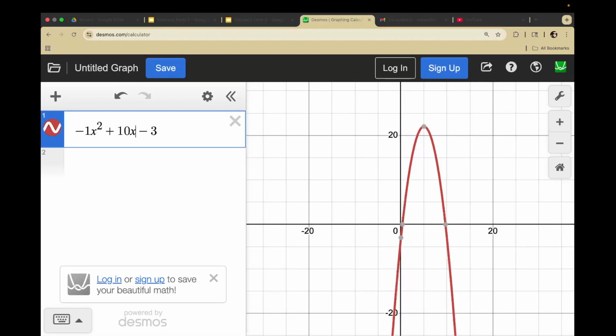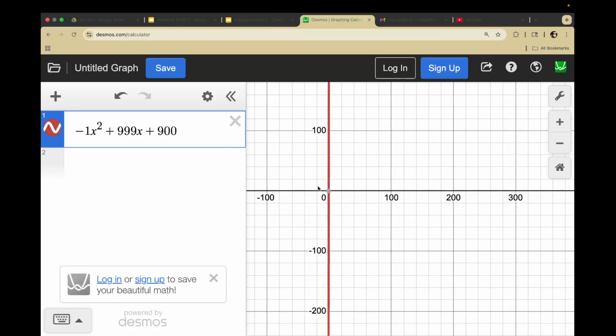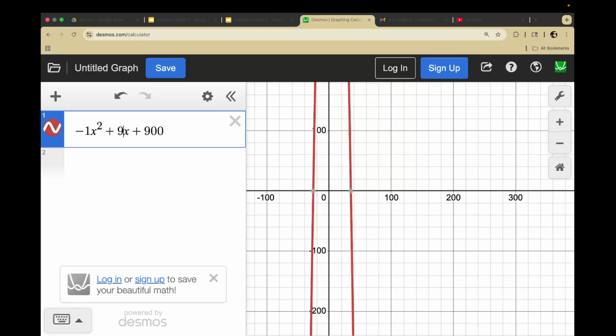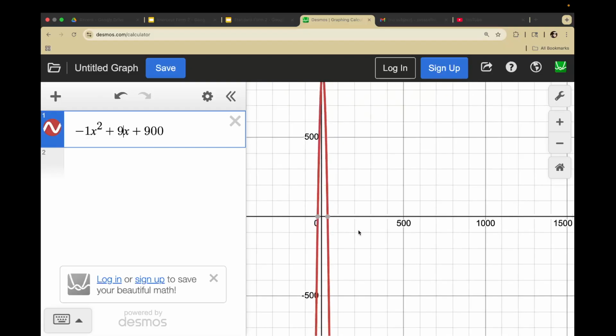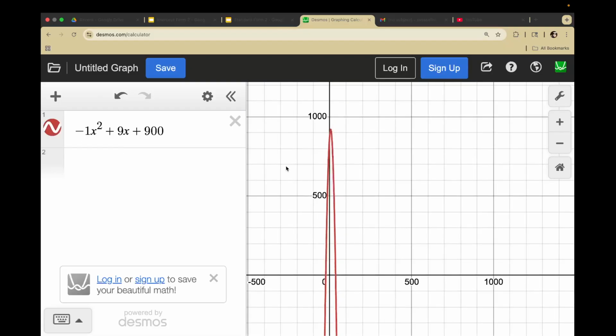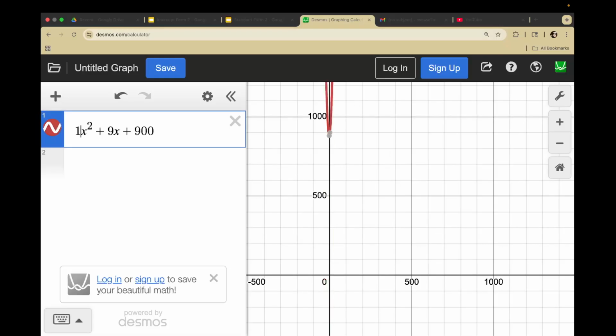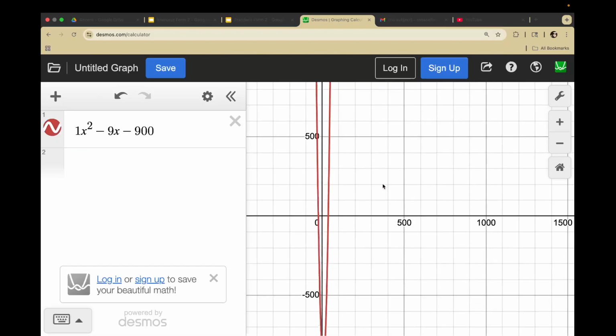Even if I make all these other terms really big, I'm trying to make them really big. Oh god, okay, too big. It's kind of hard to see now. But still, no matter what, because this is negative, it's still going to go down, upside down U. And no matter how small I make the other terms, if the first one's positive, it'll still go up.